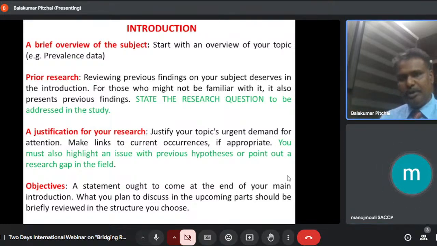5 bullet points. Then you can also come up with a graphical abstract. So all these things should be done. Then you can start with the introduction. Introduction with the prevalence data, the research problem, the research gap, and the hypothesis, then with the aims and objectives.